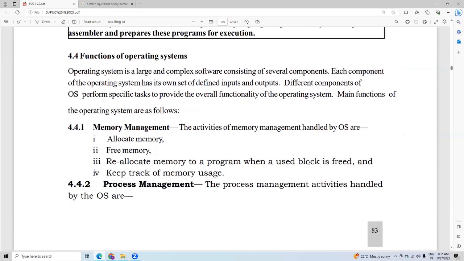The OS, as I said, is a very important one. So let's see, it will do several and very complex operations in the system.